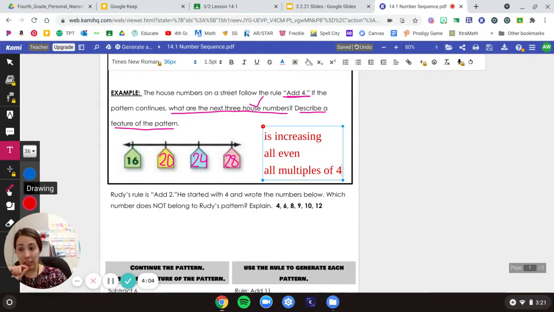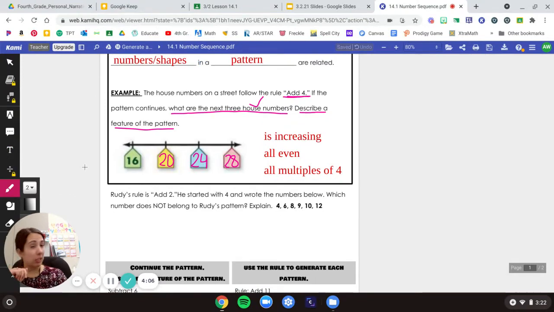All right, let's look through this one. This one's kind of like somebody's a little sus. Somebody doesn't belong. Somebody's an imposter. Rudy's rule is to add 2. He started with 4 and wrote these numbers below. Which number does not belong to Rudy's pattern? Explain. All right, take a look through there. Who's sus?